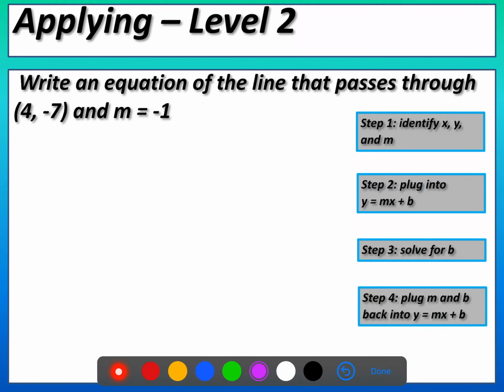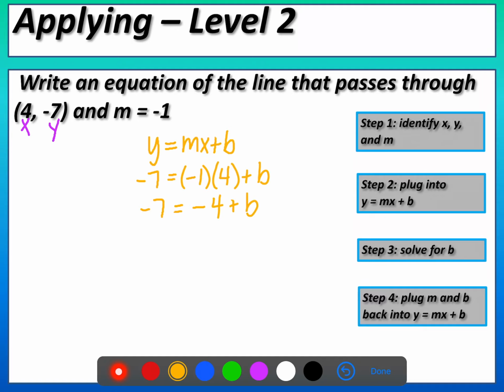Okay, let's try that again. You're given an ordered pair. You want to label that as an x and a y value. We're also given the slope. So using y equals mx plus b, we're plugging in that ordered pair for the x and the y value. So -7, I have a slope of -1, and my x value is 4. So I can solve for my b value from here.